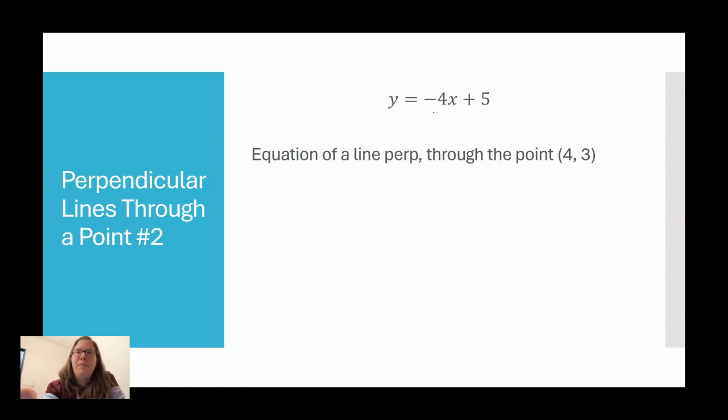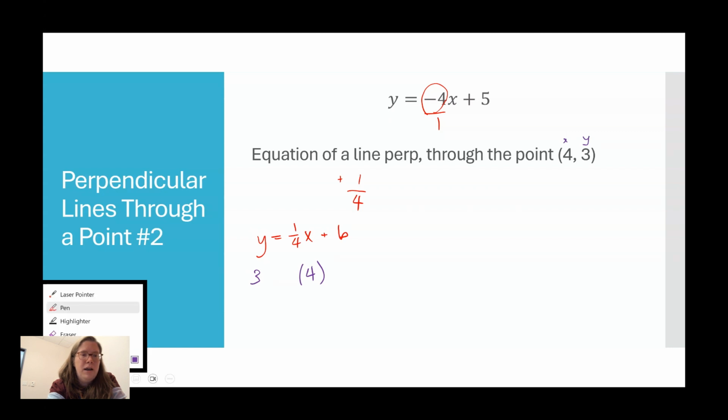All right, perpendicular to -4. So we're going to flip this slope, 1 over 4, and change the sign. It was negative. Now it's positive. All right, so we've got y equals 1/4 x plus b. I don't know what it is yet. I'm going to plug in my point (4, 3) for x and y.